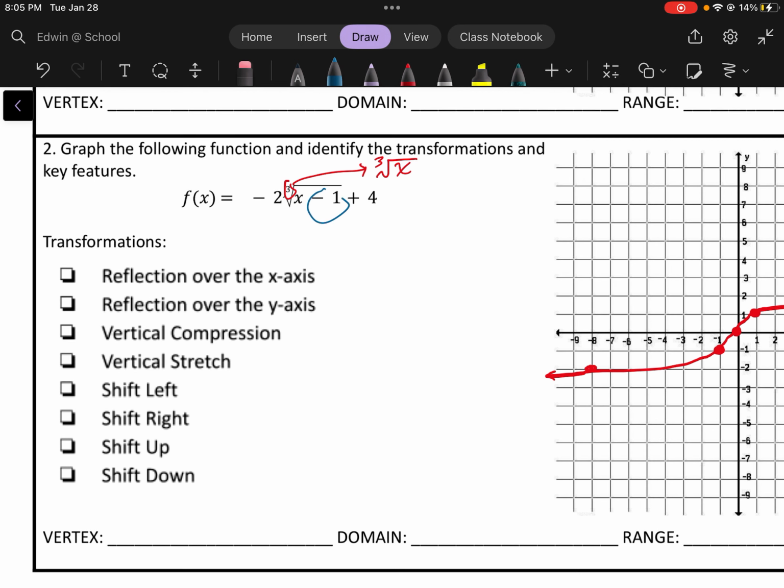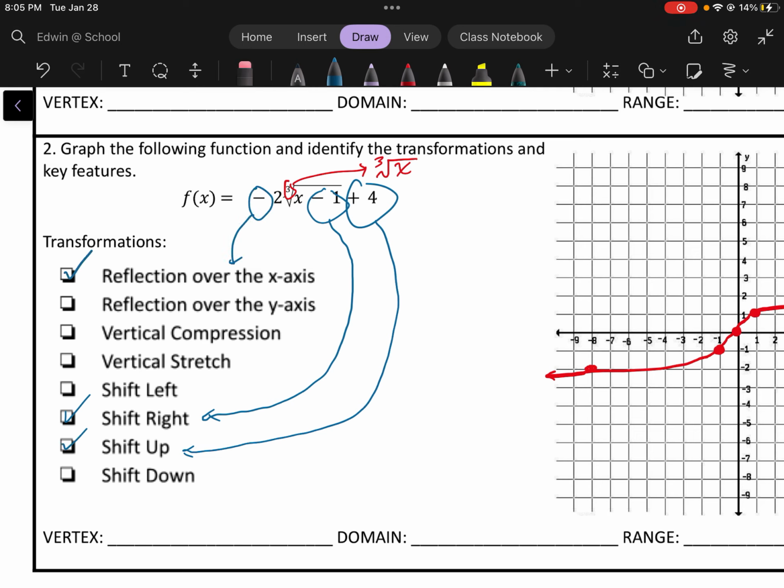So this -1 on the inside is going to correspond to a horizontal shift to the right. Whenever it's minus, it's going to be a shift to the right. This +4 on the outside is going to correspond with a shift upwards. This negative in the front is going to be a reflection over the x-axis. And finally, that 2 in the front is going to be a vertical stretch. It's kind of like saying it's getting twice as big. That 2 is making it twice as big.